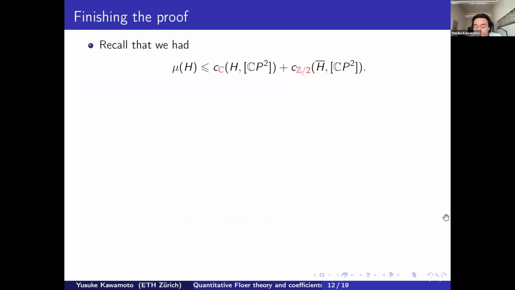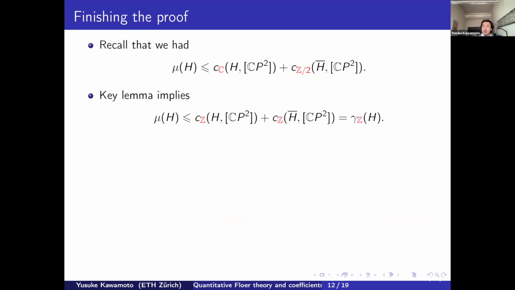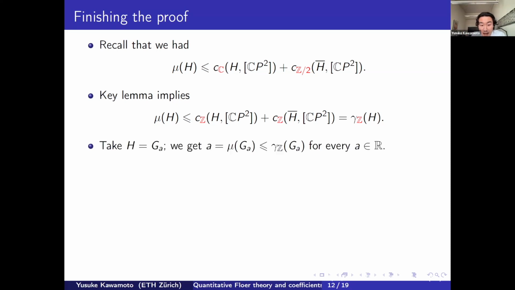And the function mu that we were considering was bounded from above by the sum of two spectral invariants, one coming from C coefficients, one coming from Z over 2 coefficients. So by using the lemma, we can bound those two from above by using the spectral invariants for Z coefficients. And then what we get at the end is the spectral norm over Z for H. And now we use the special function that we constructed earlier, which takes A on the Chekhanov torus and 0 on RP2, and we've computed its value. It was A by using the superheaviness.